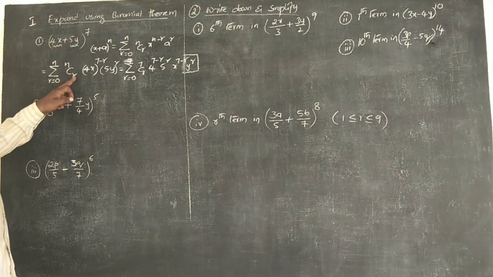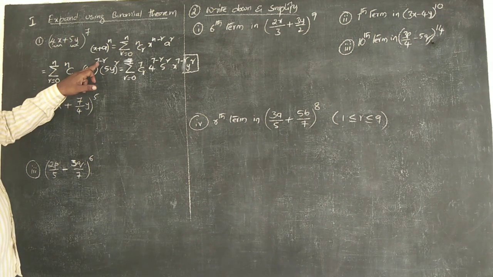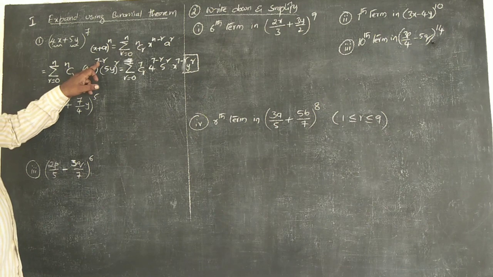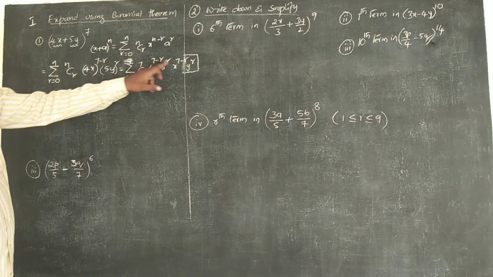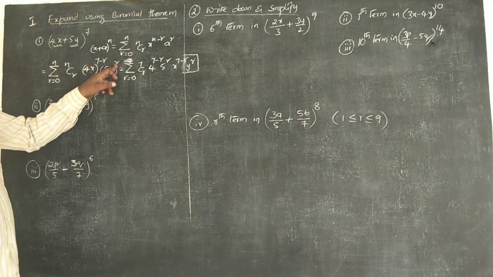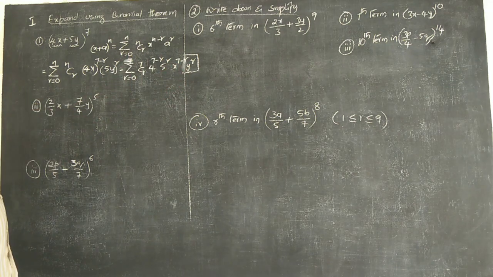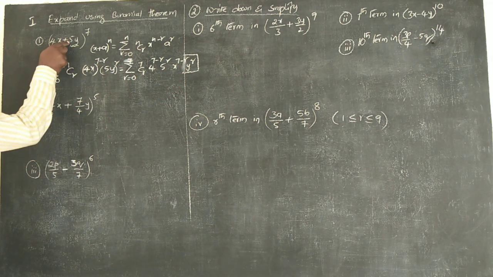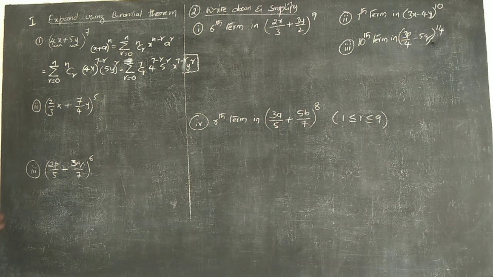7Cr (4x) whole to the power of 7 minus r can be written as 4 to the power of 7 minus r into x to the power of 7 minus r, 5 to the power of r, y to the power of r. So this is the expansion of (4x + 5y) whole to the power of 7.